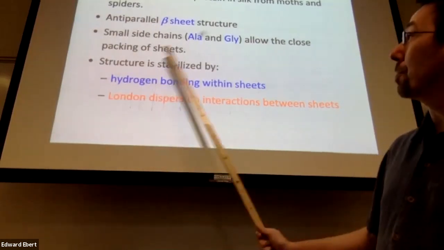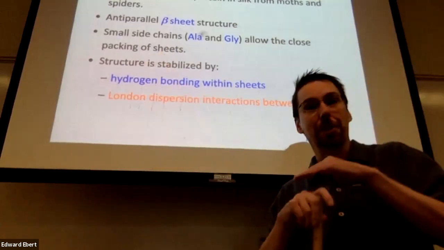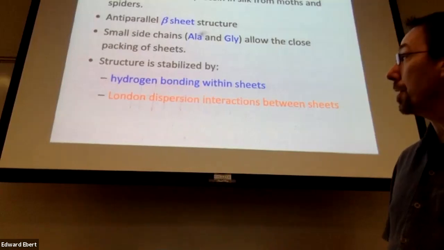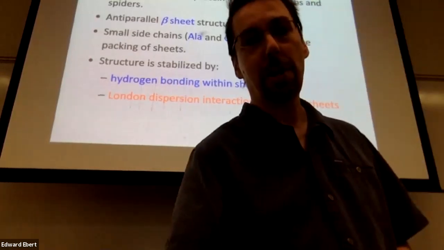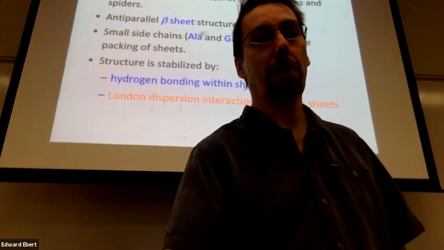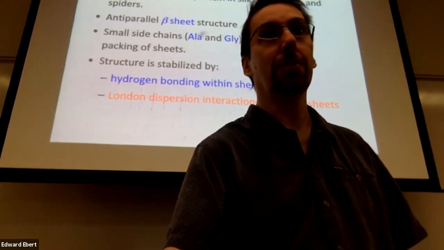So the small side chains, alanine and glycine, allow these to be packed very closely together. So you get a lot of this close quarters hydrogen bonding. And you also have these London dispersion forces, because they're so close to each other, that allows a very stable and strong interaction between the two of them. So that's why spider silk is so strong.